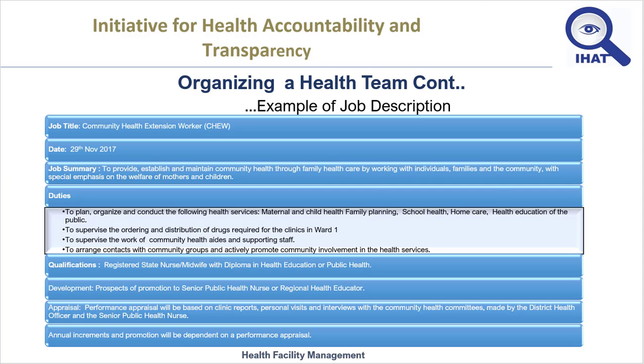Let's look at an example of a job description. You need to put a job title, the date, the name, a job summary, and also look at the duties. You must also put the qualification, and then prospects of promotion to senior positions or something like that. And then you must also not forget appraisals, annual increments, and promotion, which will be dependent on the performance appraisal. These are all things that we need to have for a specific health worker that works in a team.